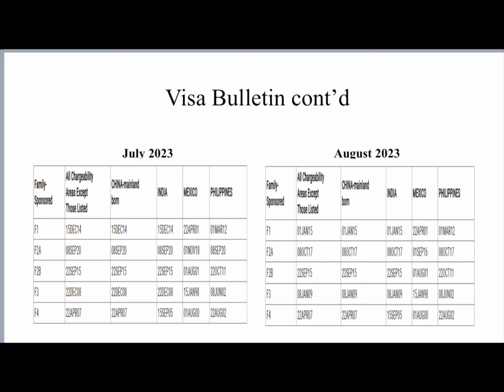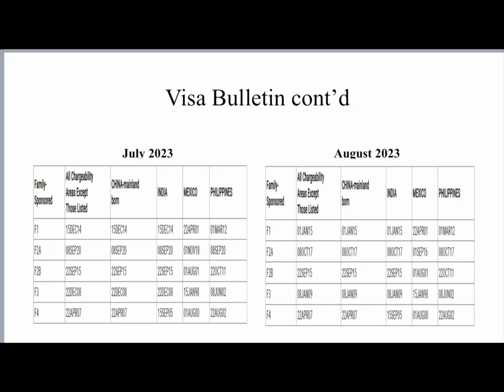There was some movement as well in F2A, but this was not the type of movement anybody wants to see that is relying on the bulletin, because this guy took some huge steps back. This was retrogression for the F2A. So they moved from the 8th of September 2020 to the 8th of October 2017. That's what, 3 years? Like, help me with the maths.